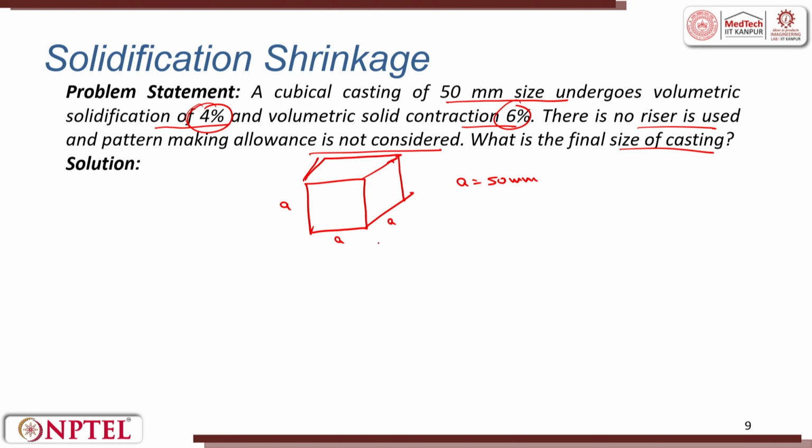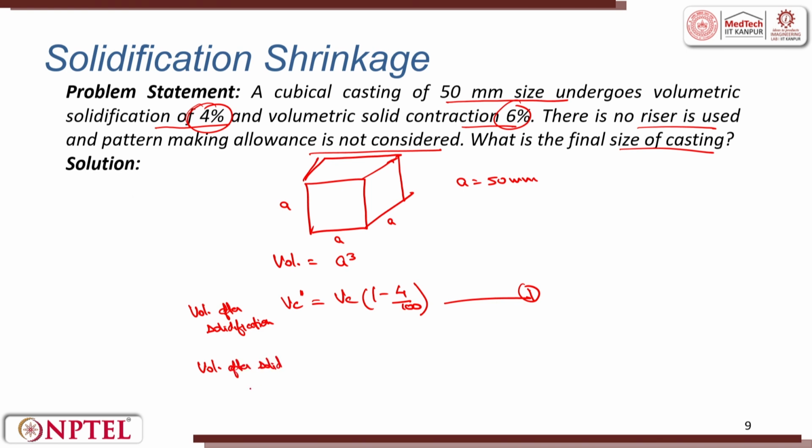The volume of the casting here is A cube. So, volume of the casting after solidification, I would put it as volume of the casting dash, that is volume after solidification. This is equal to the volume of the casting into 1 minus 4 by 100. Similarly, you will find the volume after solid contraction.